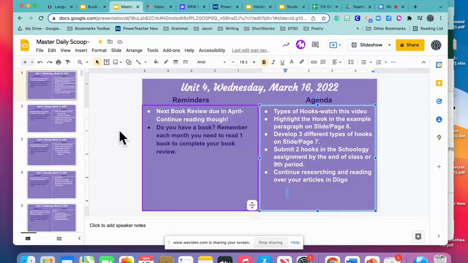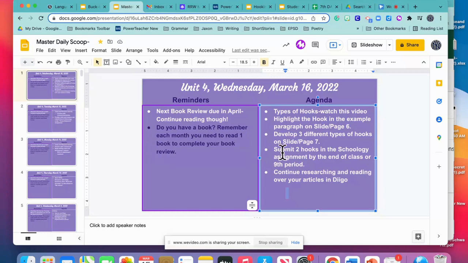Then when you have finished that, you will develop 3 of your own types of hooks. They cannot be the same. For instance, you could write a hook that's a question. You cannot write 3 different questions. You would have to choose 3 different styles of writing a hook.